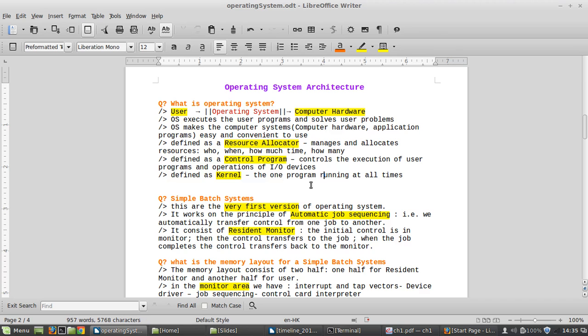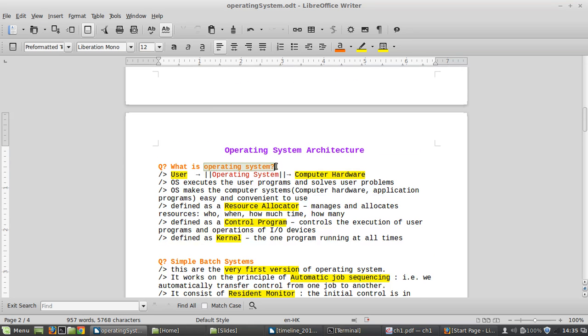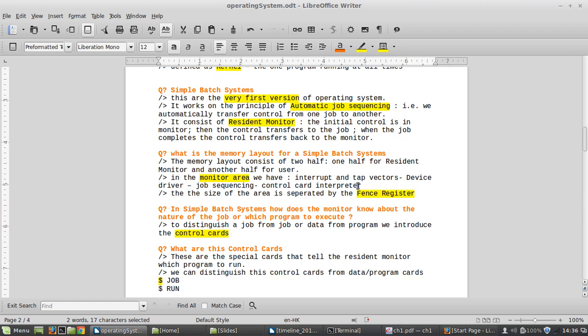Secondly, it is defined as a control program. Why? Because the operating system controls the execution of user programs and the operation of I/O devices. And lastly, it can also be defined as a kernel, because one program is running at all times, and that one program is called the operating system, from when you first switch on your computer till when you switch it off. So the operating system is always running, providing services and making it easy to use the computer hardware, making the computer very user friendly.